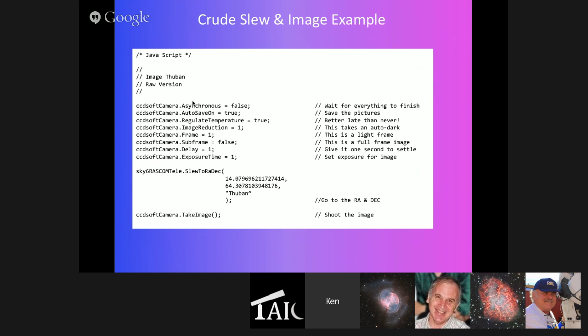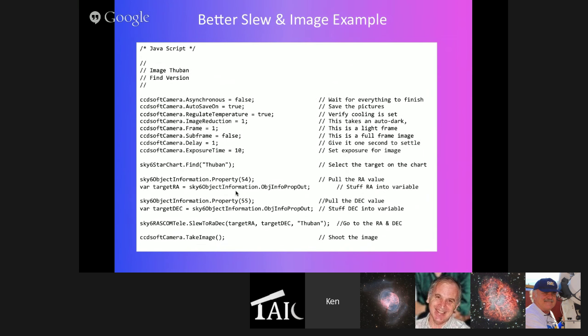And then the next command, slew to RA dec, just tells it, I want you to slew to RA 14, and notice this really bad decimal here, and to declination 64, and I want you to call that place Thuban. You could call it anything you wanted, Fred or Myrtle, but that is what is used to name the file, so it would make sense. And then finally, you're telling it to take the image at the end. So this is just an example, and I took a long time with it because we had all those variables up there.